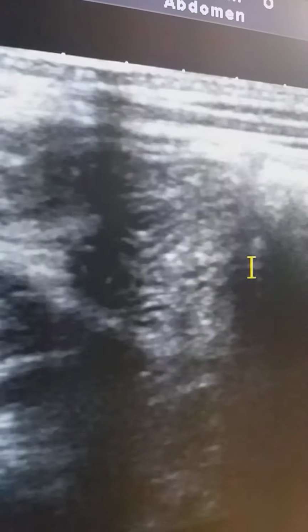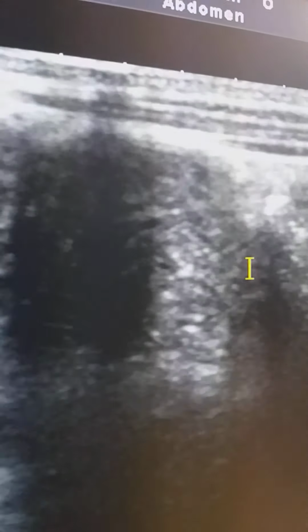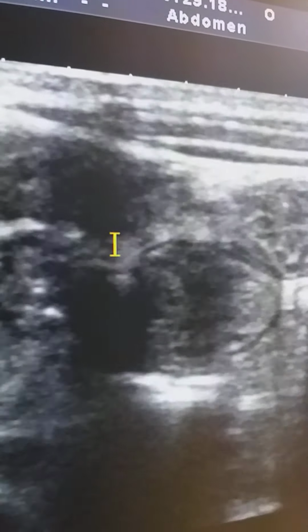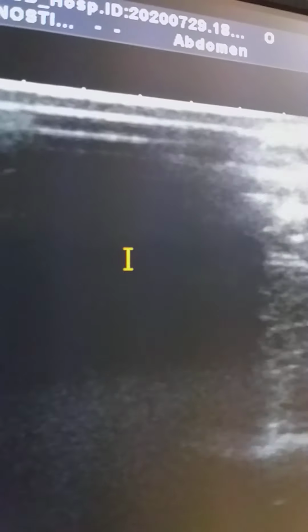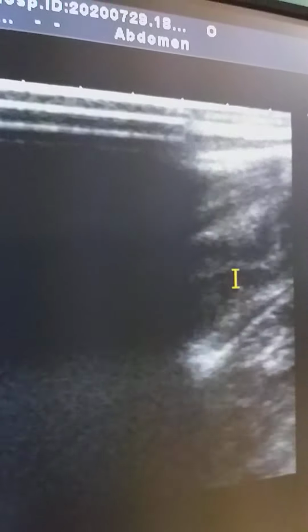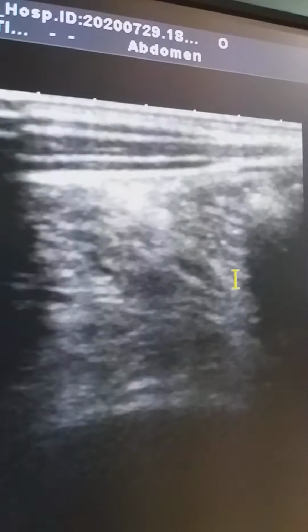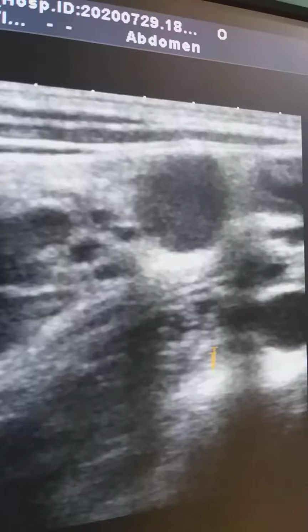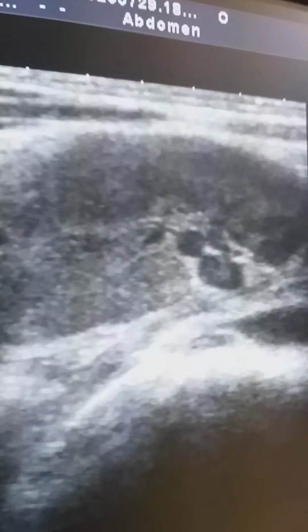and no lymphadenopathy is noted. So in my opinion, this is a case of abdominal or ileocecal tuberculosis.